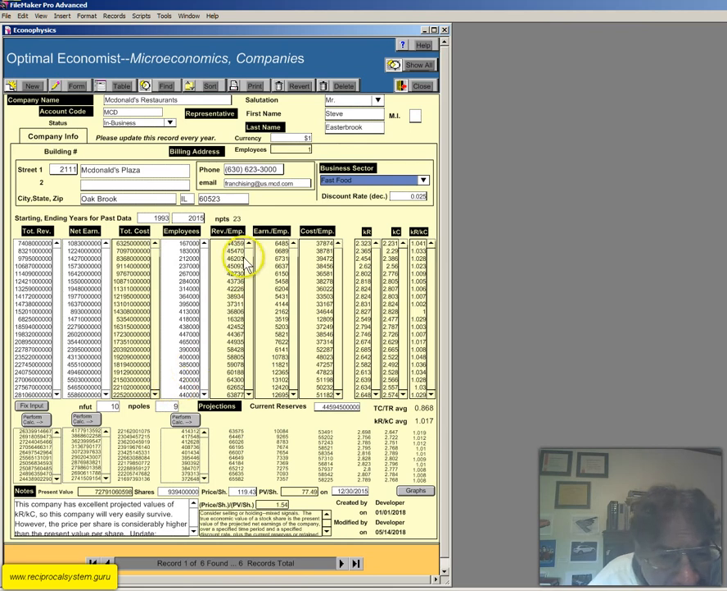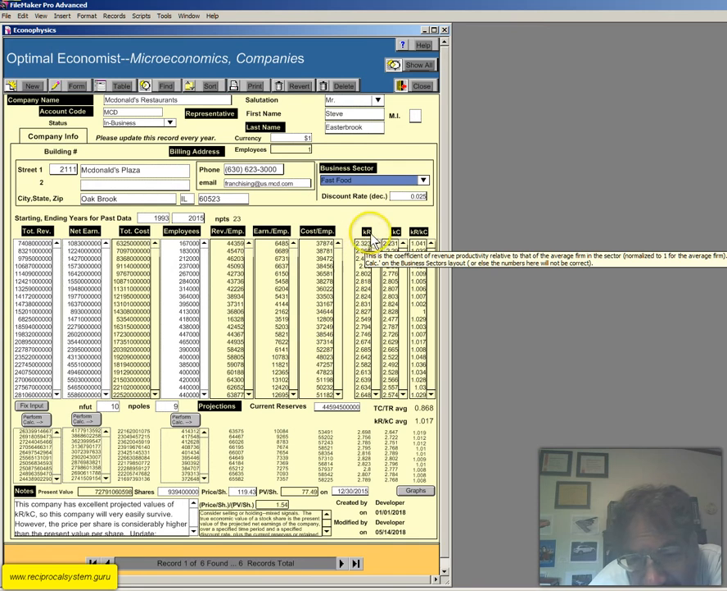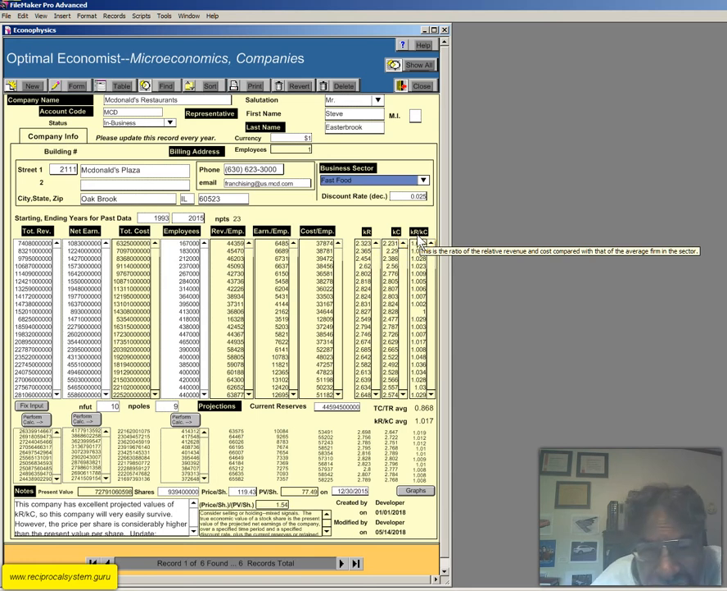And then, of course, the program will compute the revenue per employee here, earnings per employee here, cost per employee here, and then it's going to compute these 2 coefficients, KR and KC. These are relative to the other members of the sector. So this is the revenue coefficient, and this is the cost coefficient, and this is actually another coefficient, KR to KC, a very important ratio.